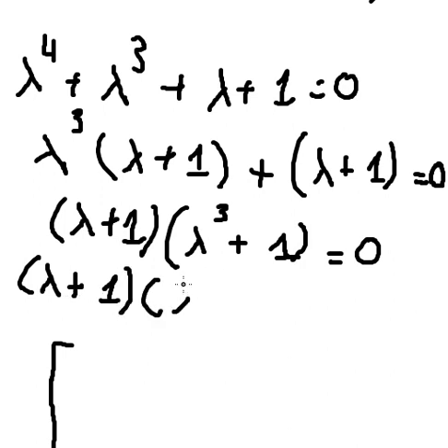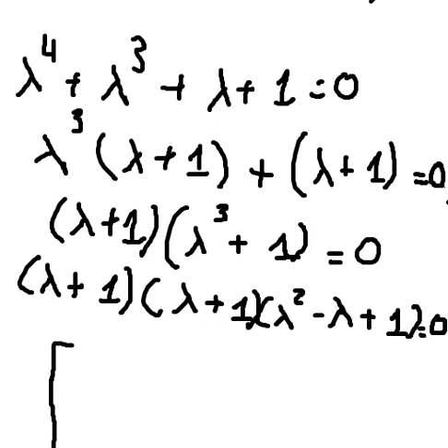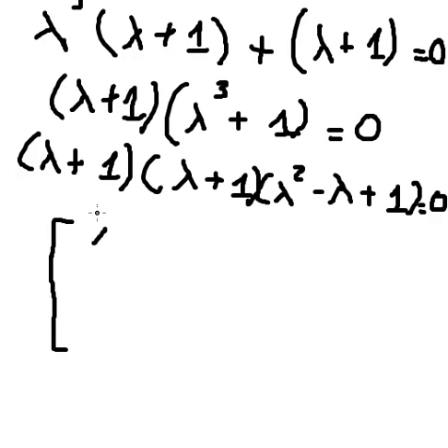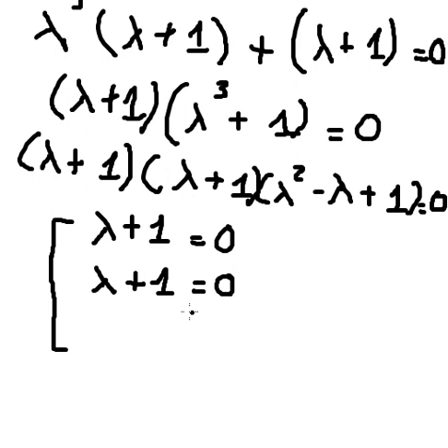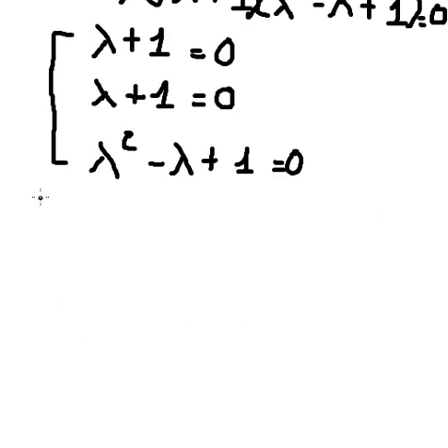So this one we can use identities. So we have lambda plus 1 equals to number 0. Lambda plus 1 equals to number 0. And this one equals to number 0. And now we have the solution in here.